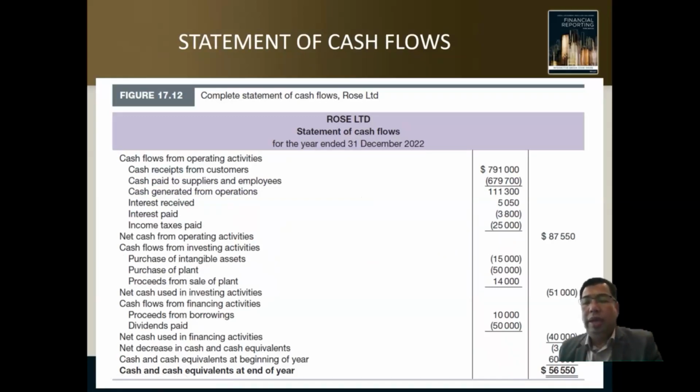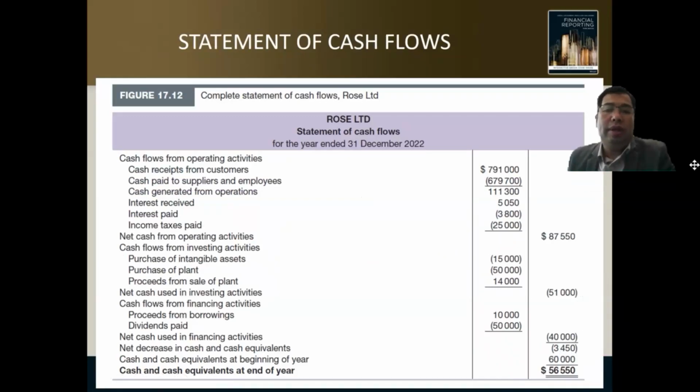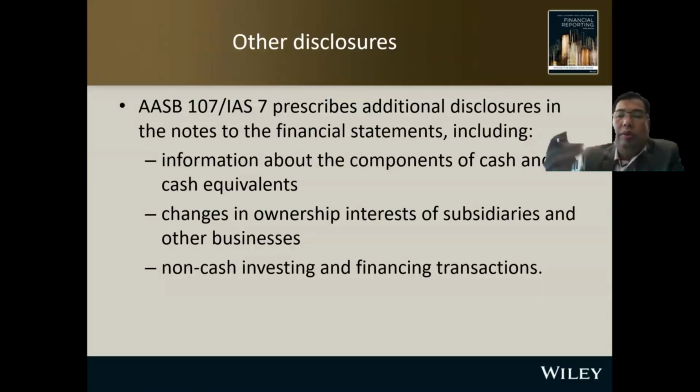So this will be your statement of cash flow if you use the direct method. This is the direct method, and the answer is your cash and cash equivalent at the end of the year will be 56,550. But I expect you to produce maybe the indirect method. Okay. Other important things is about disclosure.